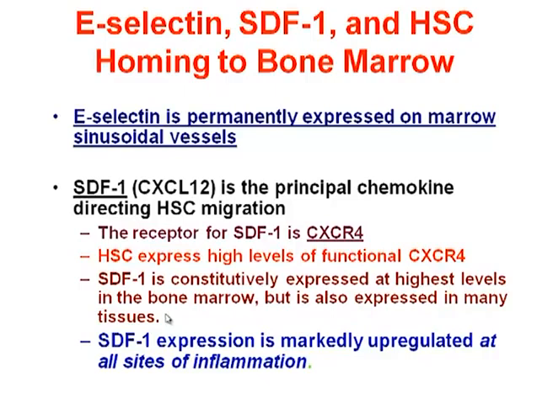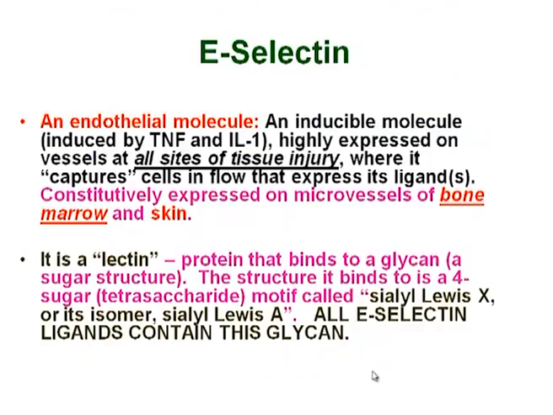That VCAM1 molecule is also expressed constitutively in the marrow endothelial beds. Importantly, however, SDF1 expression is markedly upregulated at all sites of inflammation. So though it is permanently expressed in the marrow, it is upregulated in all tissue beds at all sites of inflammation. And also E-selectin is upregulated at all sites of inflammation. So right there you can see where a molecular drill played out in the marrow would be important to driving cellular trafficking to sites of inflammation.